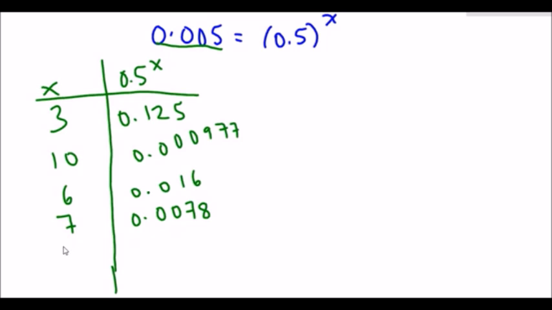Let's try 7.5. And again, the exact precision with which I'm able to guess and check depends on how much time I have and how much I think my teacher wants me to spend on this. So that's not bad. I get 0.0055. Pretty close. Just for kicks and giggles, let's see what happens if I try 7.6.